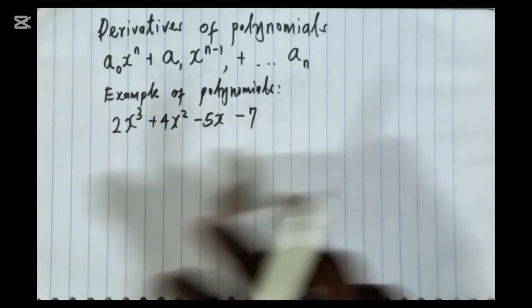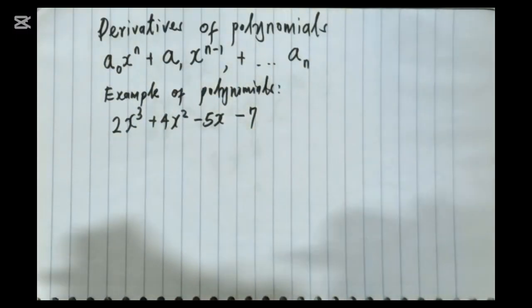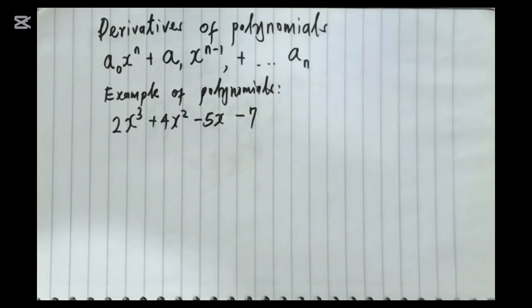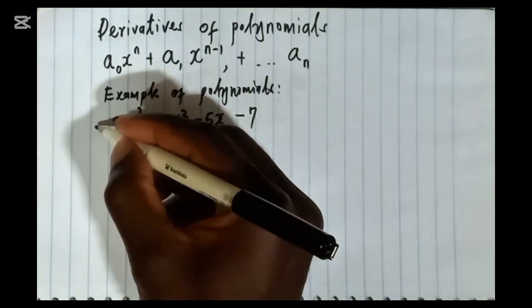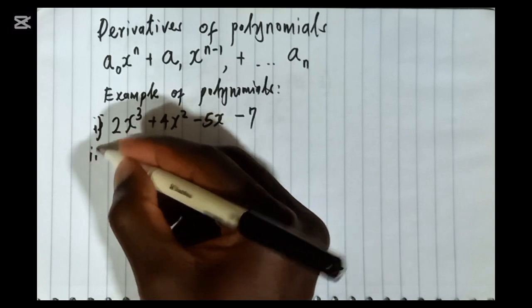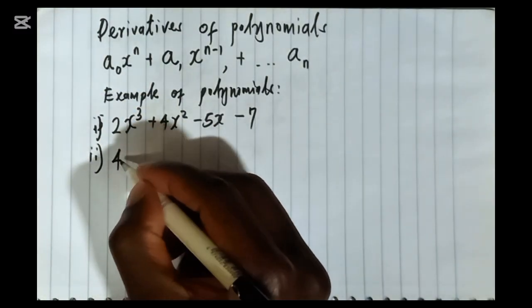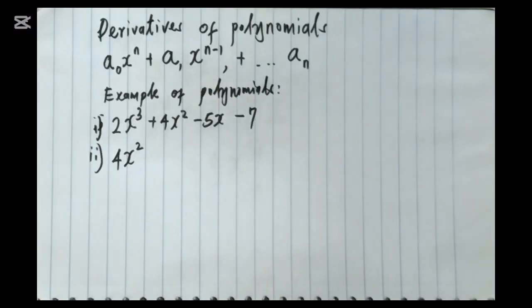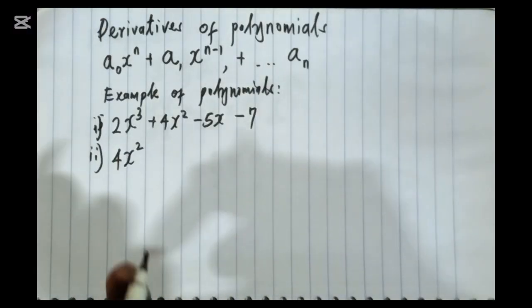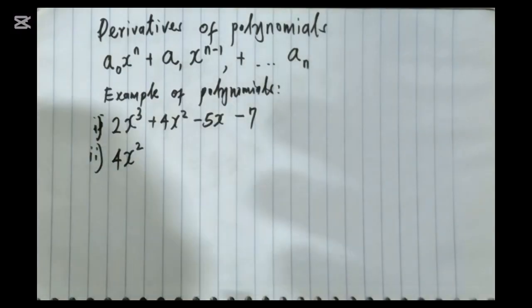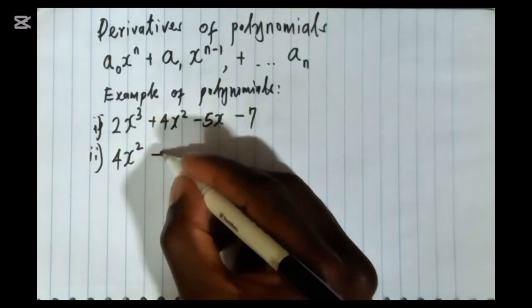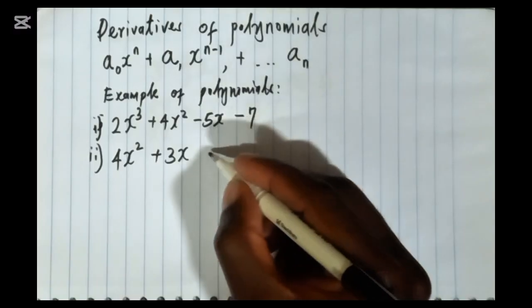Without going any further, we can also use quadratic equations as polynomials. Quadratic equations can form polynomials easily. For example, another example of a polynomial, in this particular case, I want to use a quadratic expression. This is a polynomial of order 2. So I'm going to take 4x raised to 2, because the highest power of x in this case happens to be 2, plus 3x plus 12.